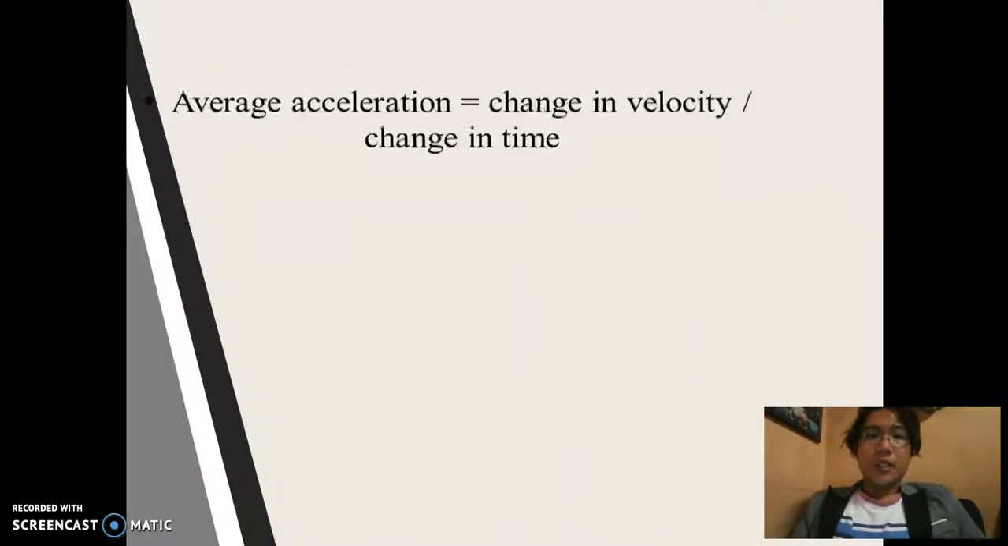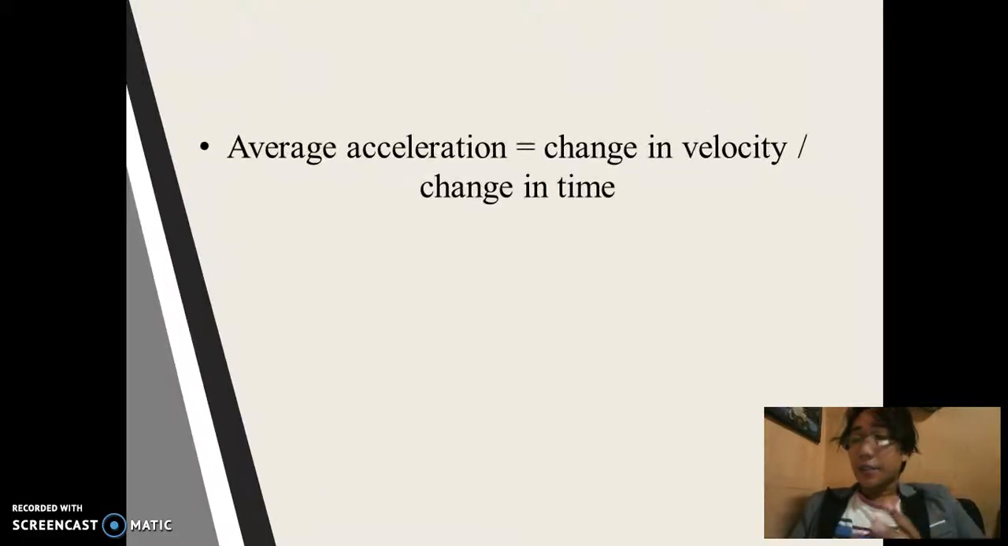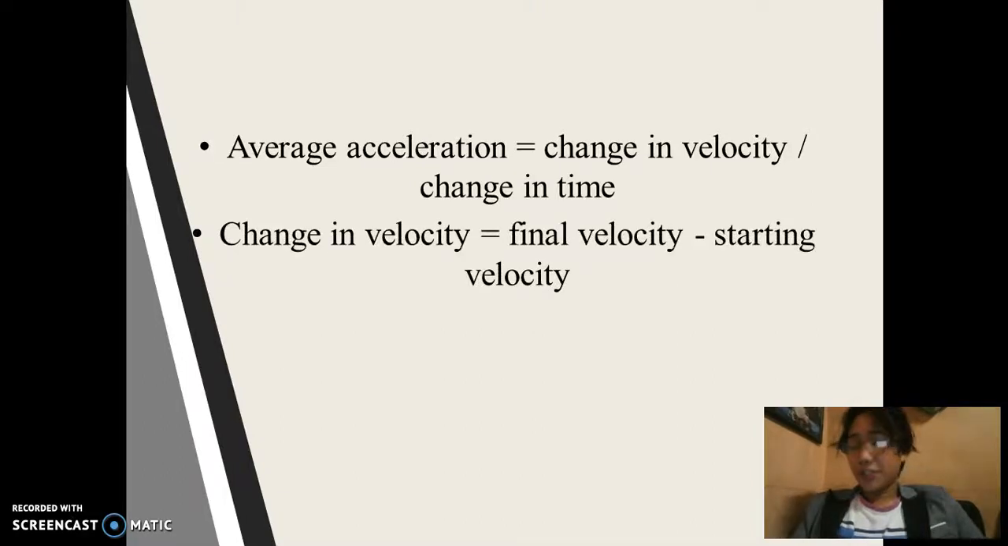So we have the formula for acceleration, or the average acceleration. Acceleration is equal to the change in velocity over the change in time. Also, the change in velocity has a formula. Change in velocity is equal to the final velocity minus the starting velocity. Final velocity is where the velocity stops, and the starting velocity is where the velocity starts. So that is the formula for acceleration and the change in velocity.